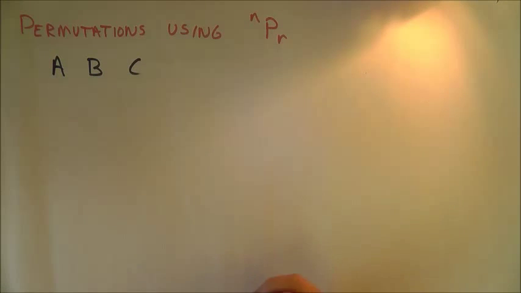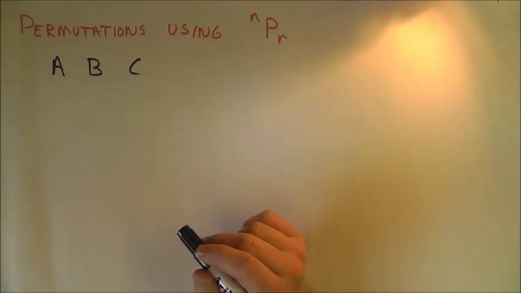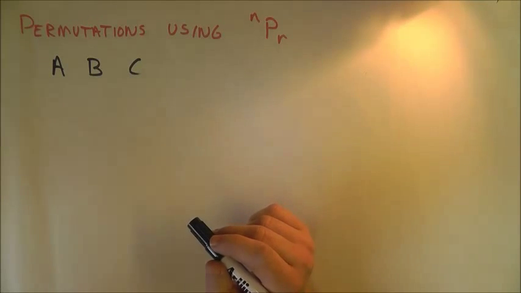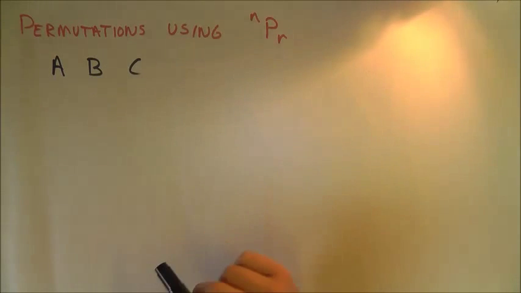Two good examples of this are a running race as well as coming to a cash register in a supermarket. The order that you come to the cash register or the order that you cross the line in the running race is important. That's what we call a permutation.